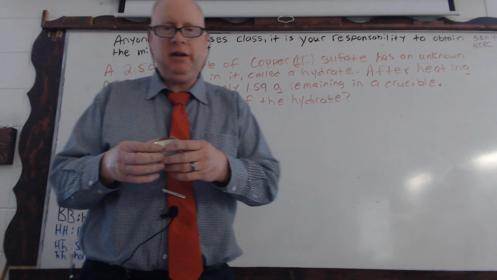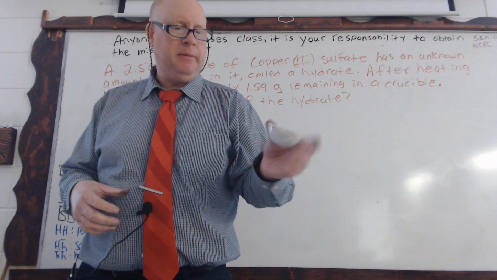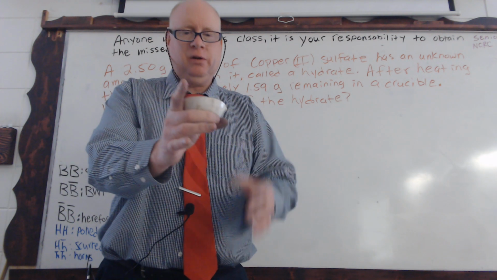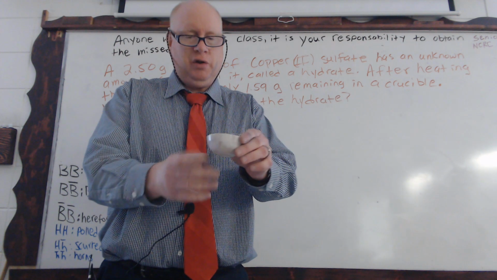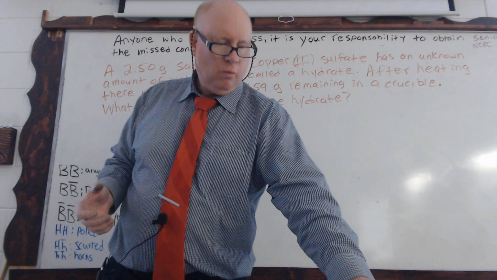Although this is not a crucible, it's called an evaporating dish, but the concept is still the same, where with a crucible you set it on top of a clay triangle over a Bunsen burner. So what you're doing is you're heating that substance and you're driving off water.